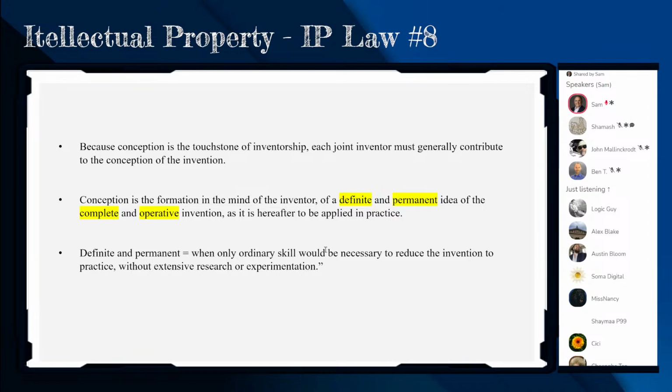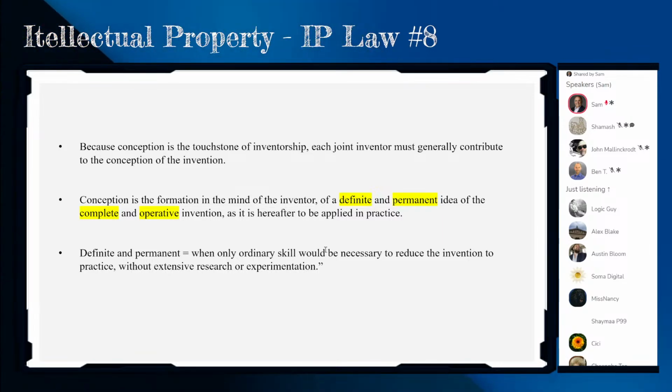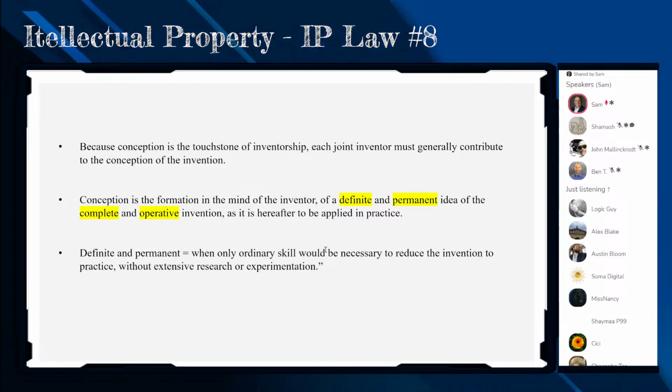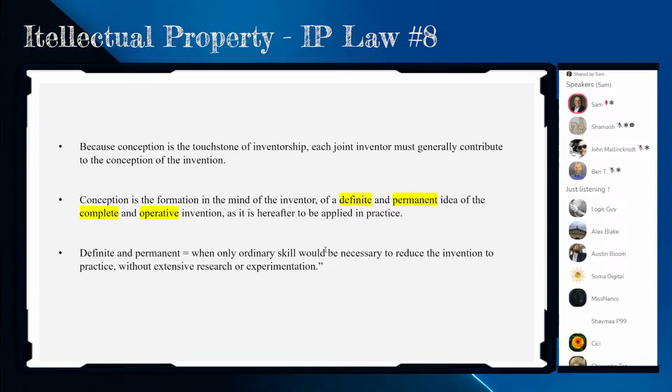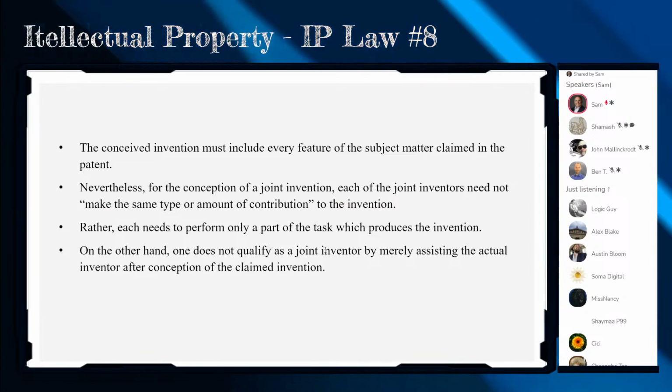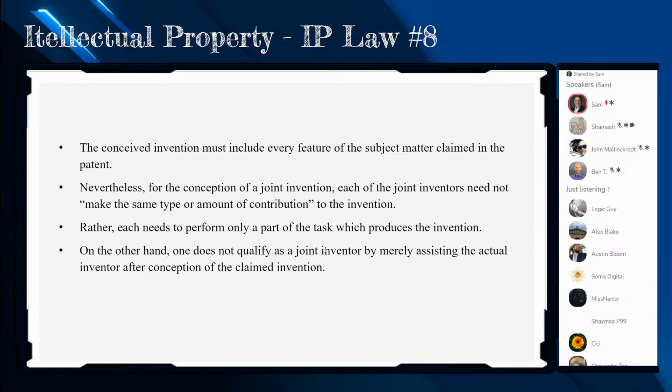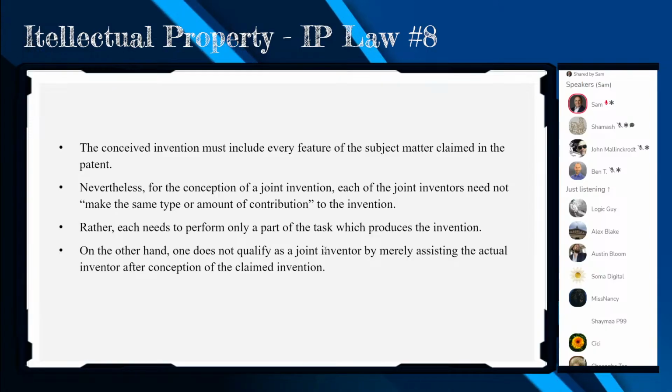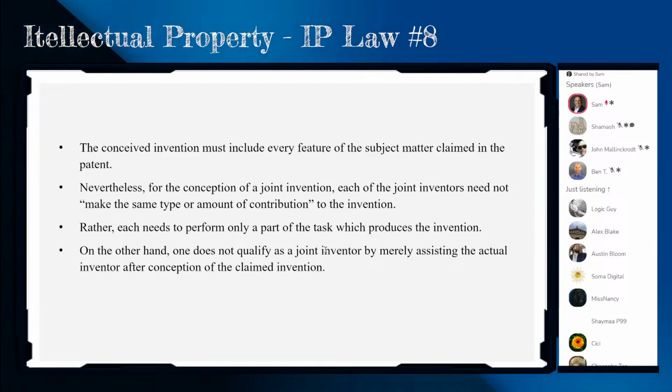Because once you start doing extensive research and experimentation, then the initial idea was not complete and operative. You had to figure out how to make it operative through your extensive research and experimentation. So at that point, the person who does the experimentation becomes a co-inventor on the application. So slide 5, the conceived invention must include every feature of the subject matter claimed in the patent. Nevertheless, for the conception of a joint invention, each of the joint inventors need not make the same type or amount of contribution to the invention.